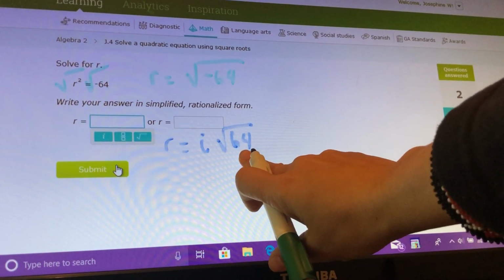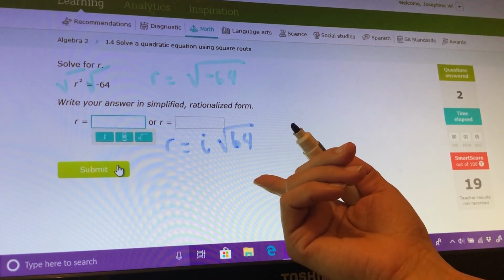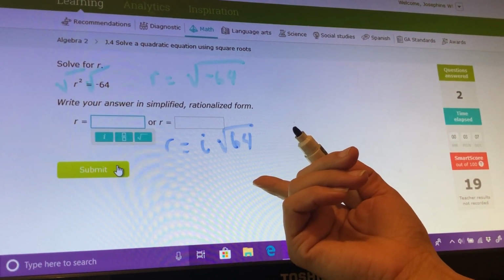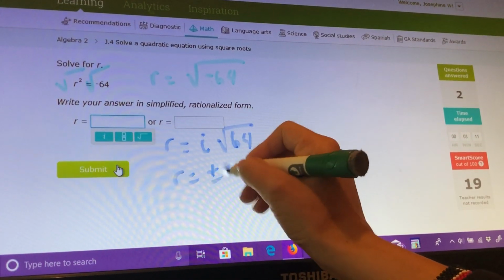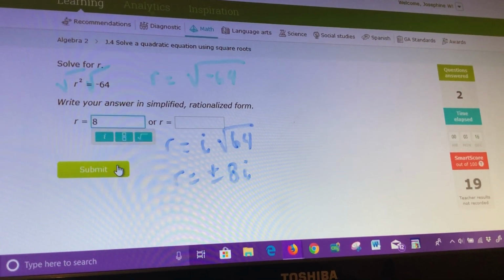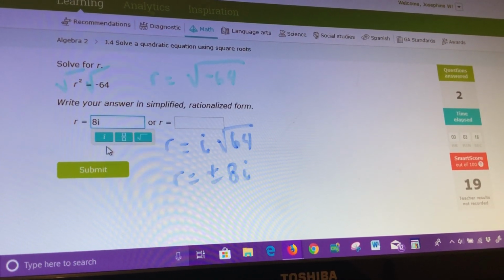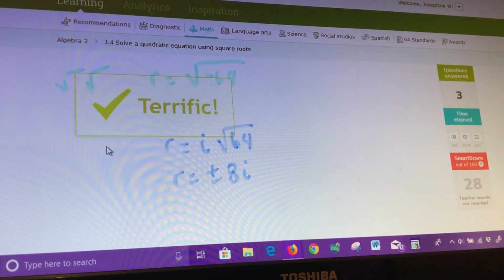Square root of 64 is always going to be positive or minus, whatever that is. And what's the square root of 64? Well, the square root of 64 is 8. So this is going to be r is equal to plus or minus 8. And because you have this i already out there, so plus or minus 8i. One is positive, one is negative. And that's pretty much all that you're doing.